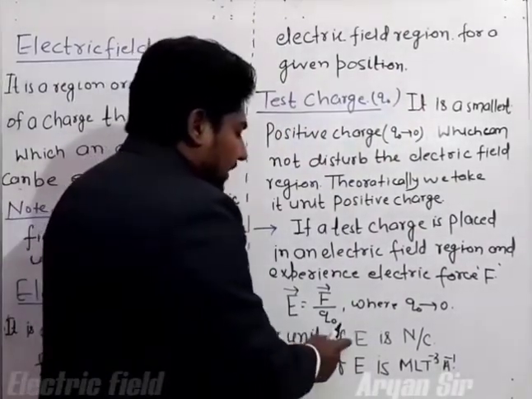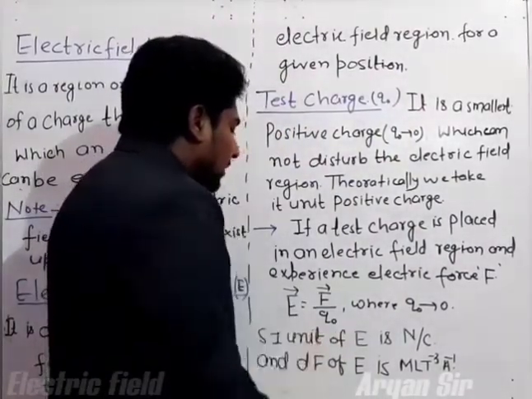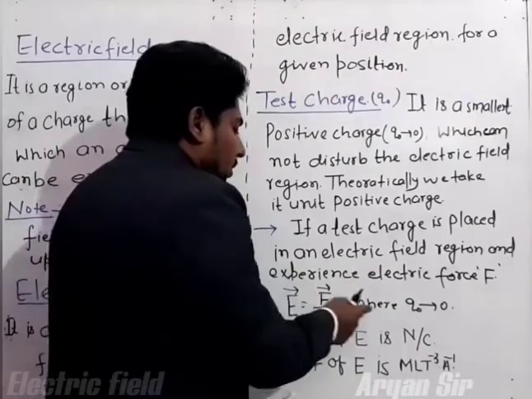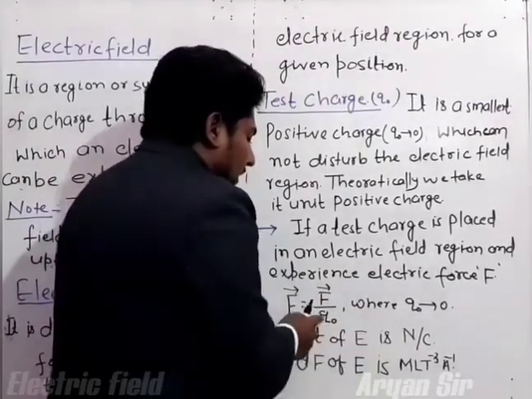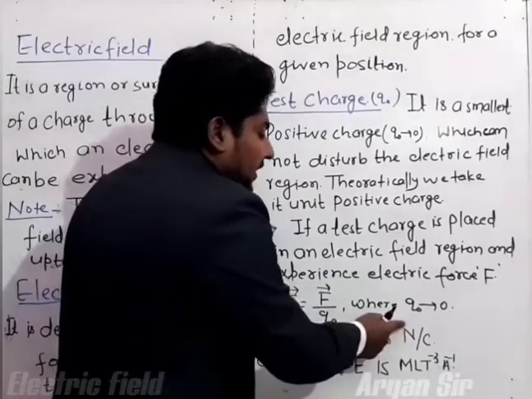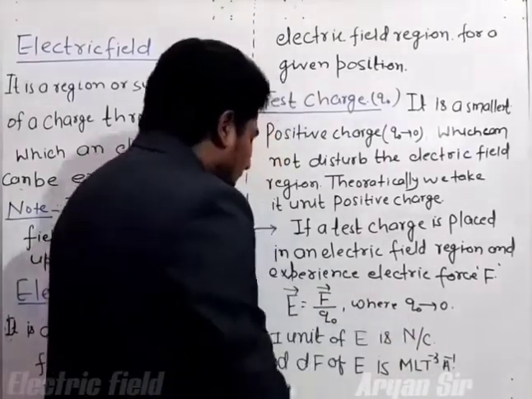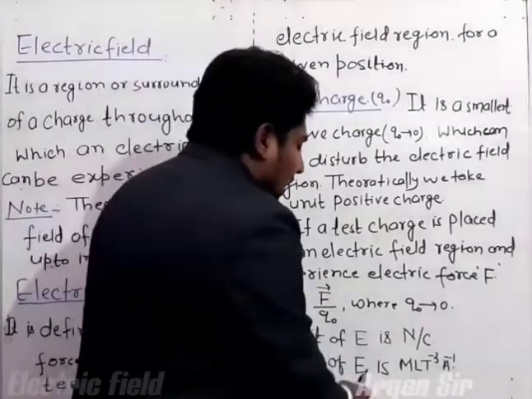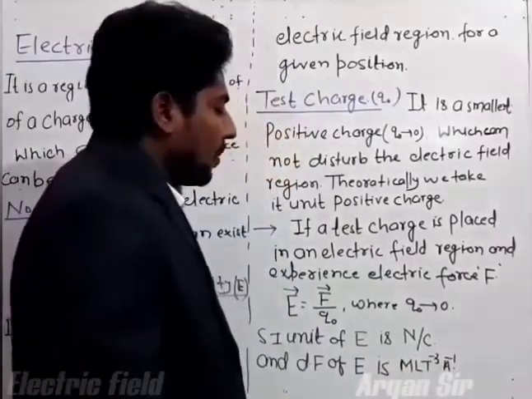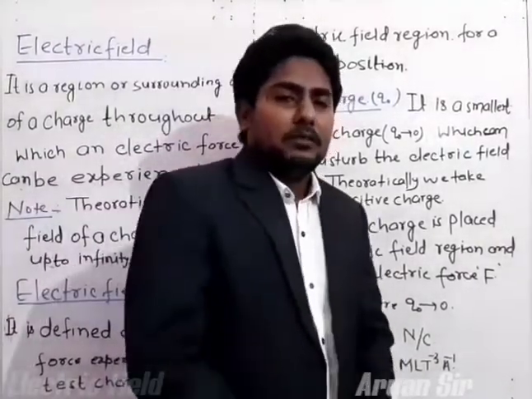The SI unit of electric field intensity can be written from this formula. The SI unit of force is Newton and the SI unit of charge is Coulomb, so it can be written as Newton per Coulomb, and its dimensional formula is M L T to the power minus 3 A to the power minus 1.